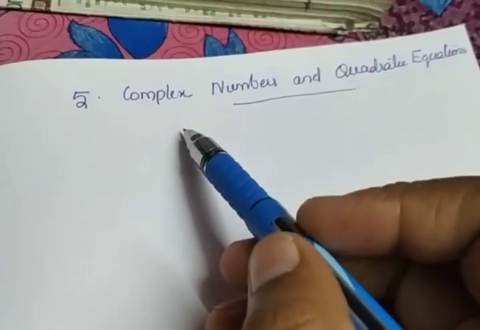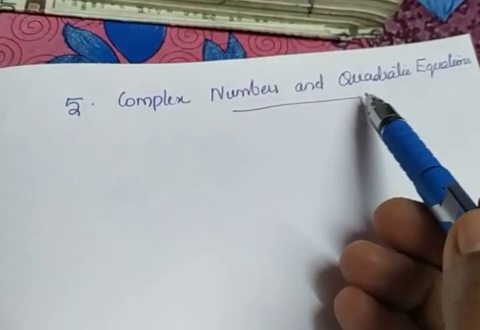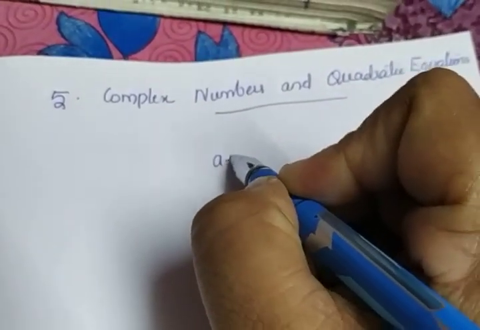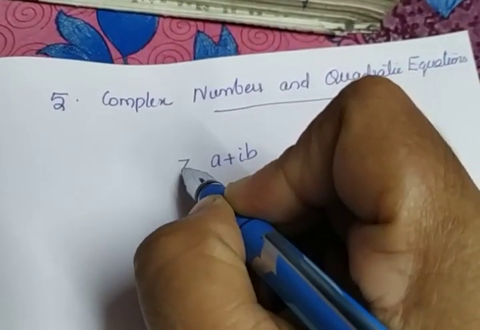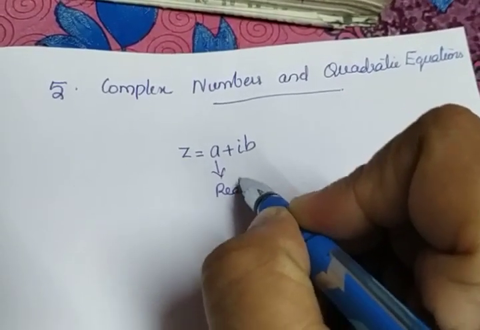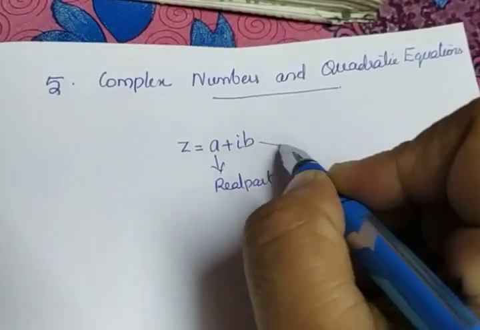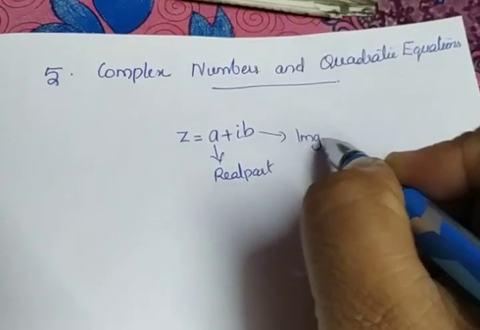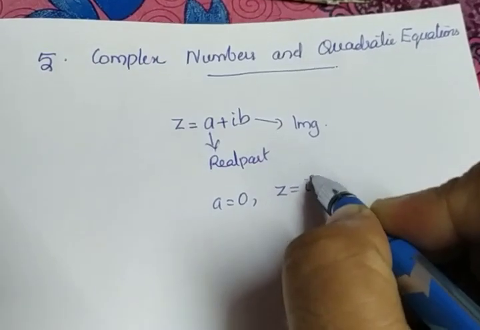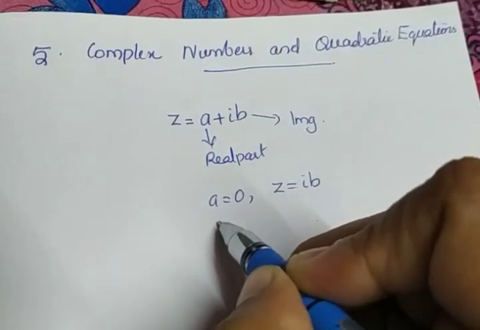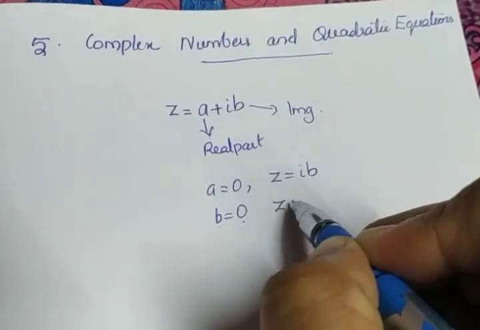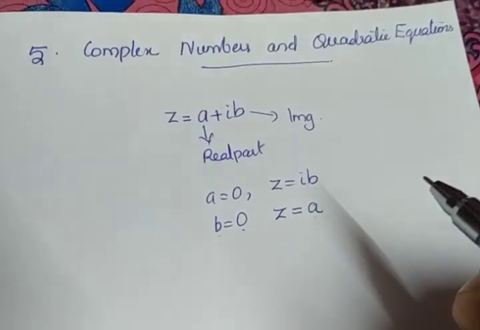So in this video, we are going to summarize the chapter Complex Numbers and Quadratic Equation. A complex number is of the form a plus ib, and we will represent z as equal to a plus ib, where a is called the real part and b is called the imaginary part. If a is equal to 0, we are getting z is equal to ib, which is purely imaginary. And if b is equal to 0, that means if the imaginary part is 0, we are getting z as a, which is purely real number.